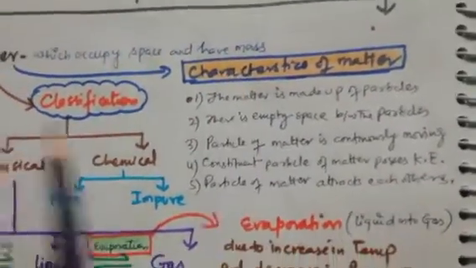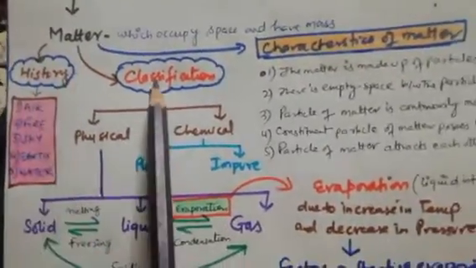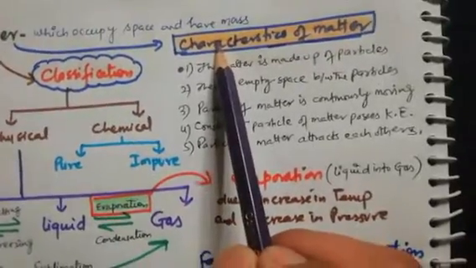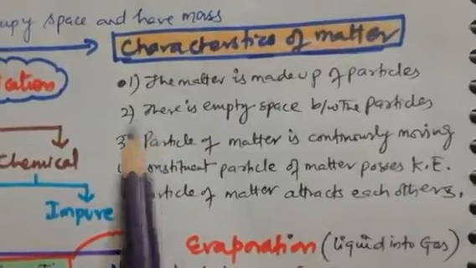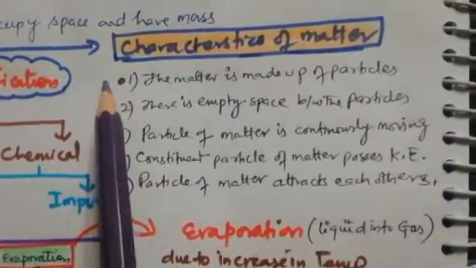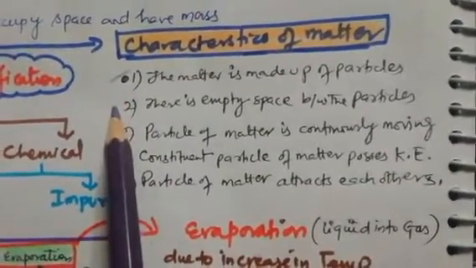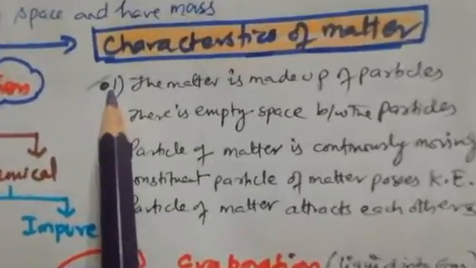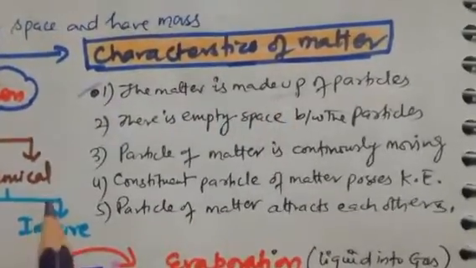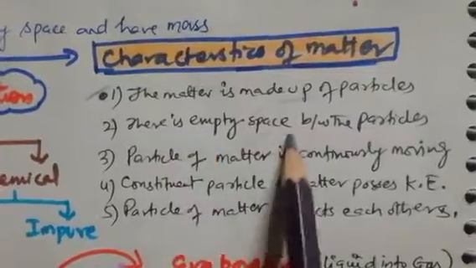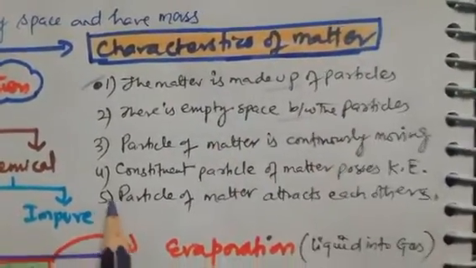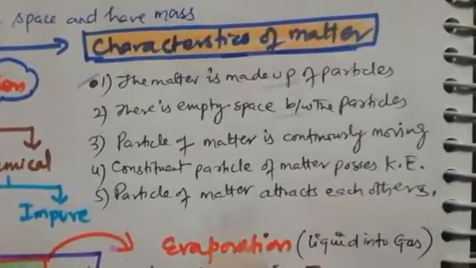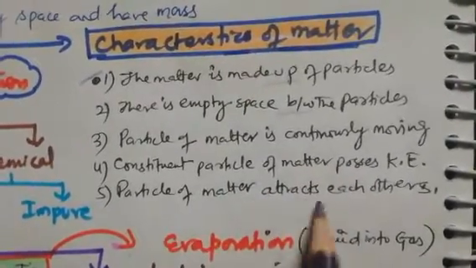Now we are talking about the characteristics of matter; we have already done history and classification. Basically there are 5 characteristics of matter, and we did these with the help of activities also. The first is that matter is made up of particles, and second, there is empty space between the particles. Third, particles of matter are continuously moving. Fourth, constituent particles of matter possess kinetic energy, and fifth, particles of matter attract each other.